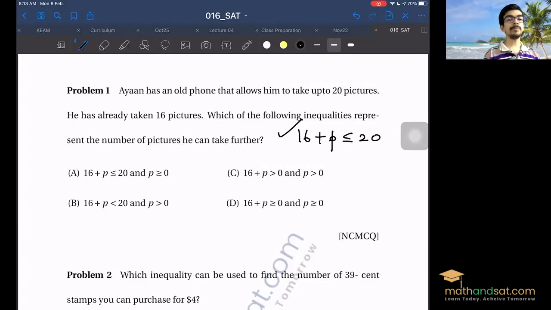So what is the minimum? What is the minimum number of photos he can take?